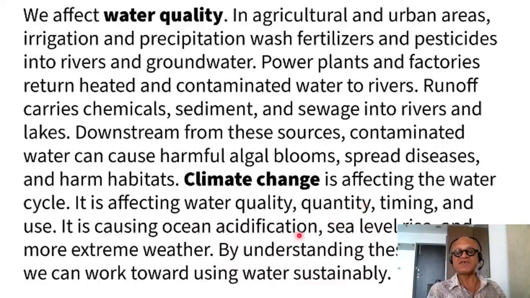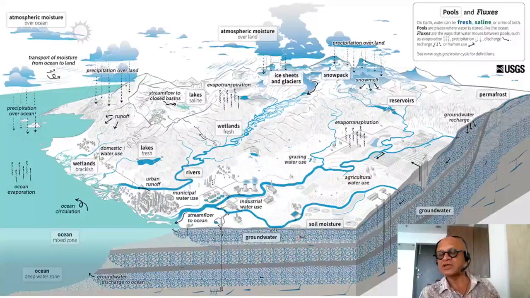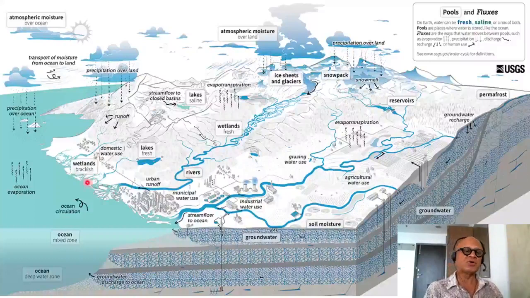It's causing ocean acidification, sea level rise, and more extreme weather. By understanding these impacts, we can work towards using water sustainably. Okay, so here is the big picture. You can see here the general overview of how the water moves from the ocean onto land, back on the land itself as evaporation, precipitation, snow, building of glaciers, and then melting, river runoffs back into the ocean, infiltration into the groundwater and back into the ocean, and so on.